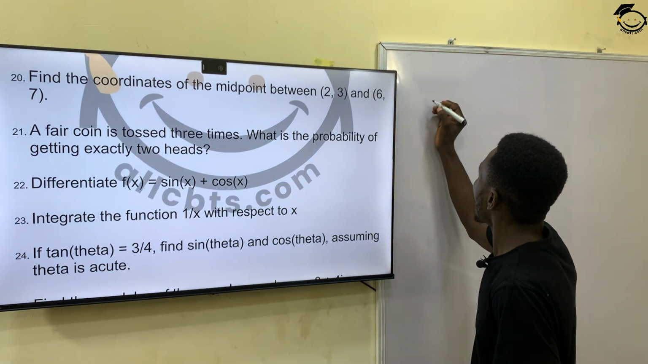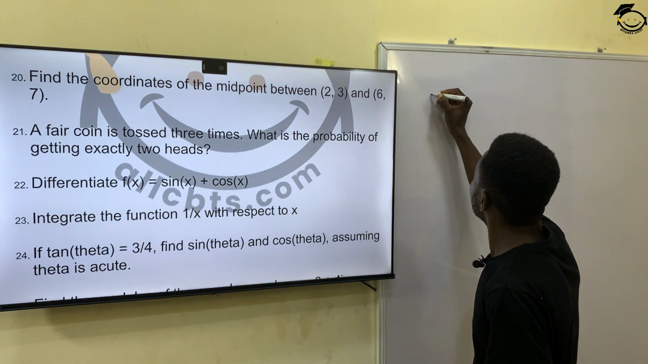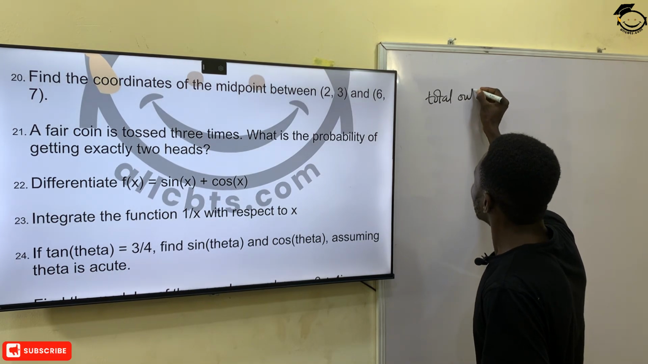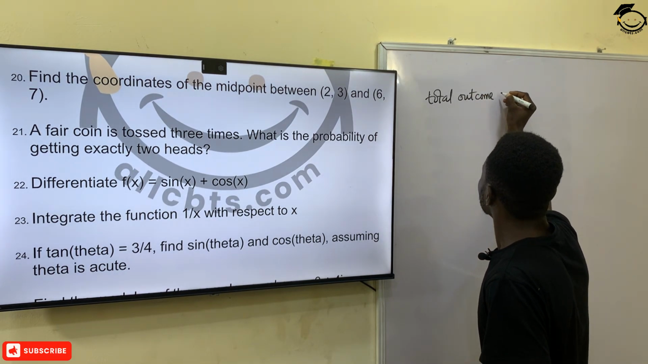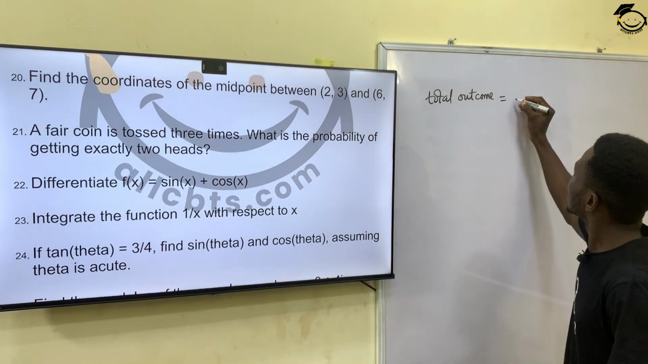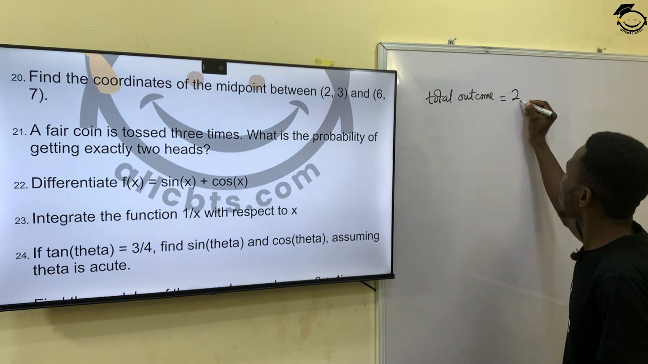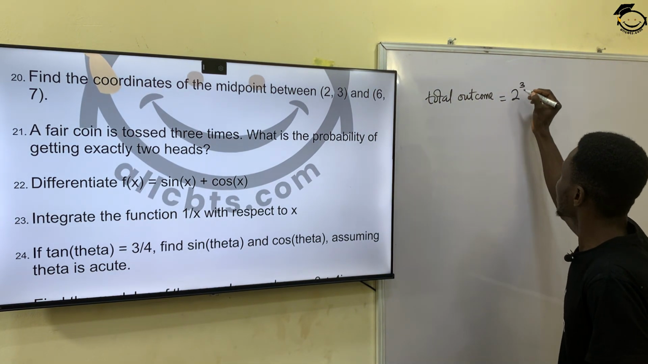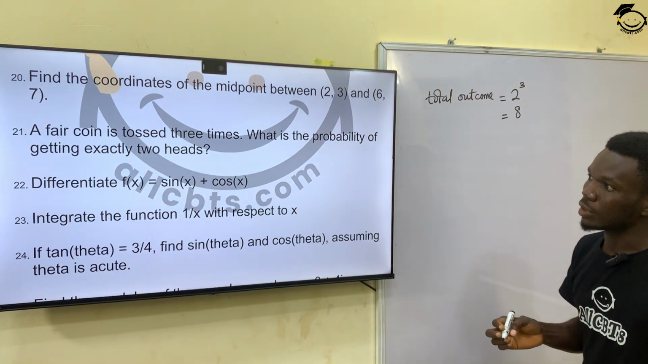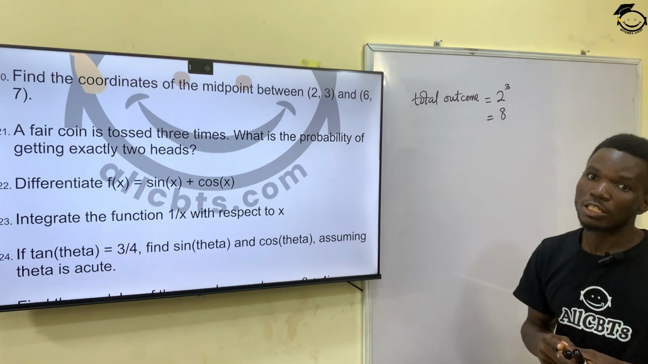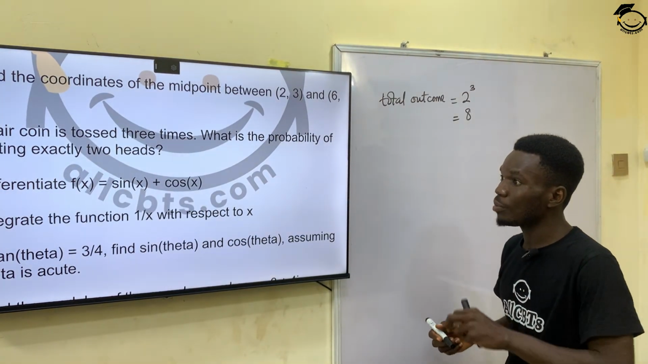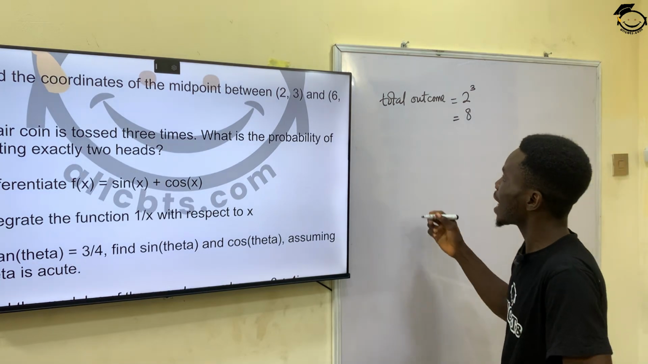Now, the number of total outcomes is equal to, so a coin has what? 2 sides. So the number of sides raised to the power of the number of times, which is what? 3. So that will give me 8. So when you toss a coin 3 times, you're supposed to have a total of 8 outcomes. Then they are asking us the probability of getting exactly 2 heads.